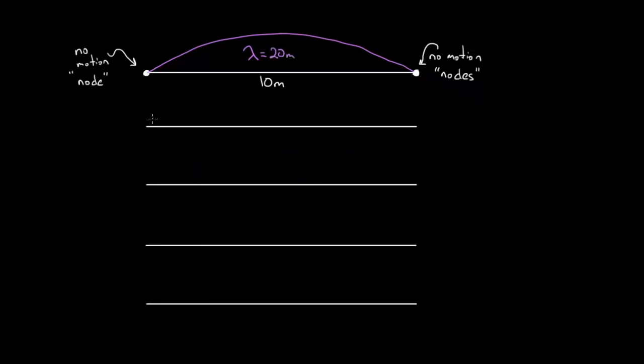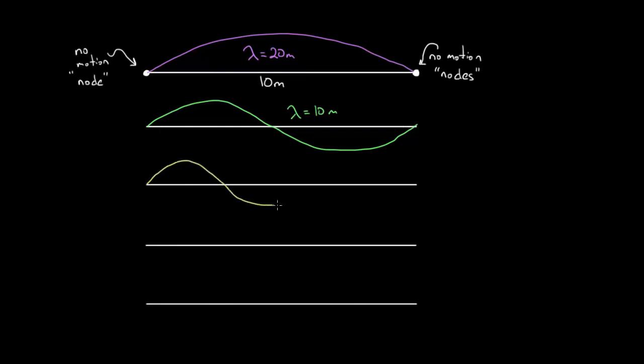What was the next wave? Remember, it looked like this. It had one node in the middle, whereas this first fundamental wavelength had no nodes in the middle. And again, if this string is 10 meters, what's this wavelength equal? Well, that's easy. This is one whole wavelength, so that would just be 10 meters, because one whole wavelength fit exactly within this string's length of 10 meters. And the third harmonic looks something like this.